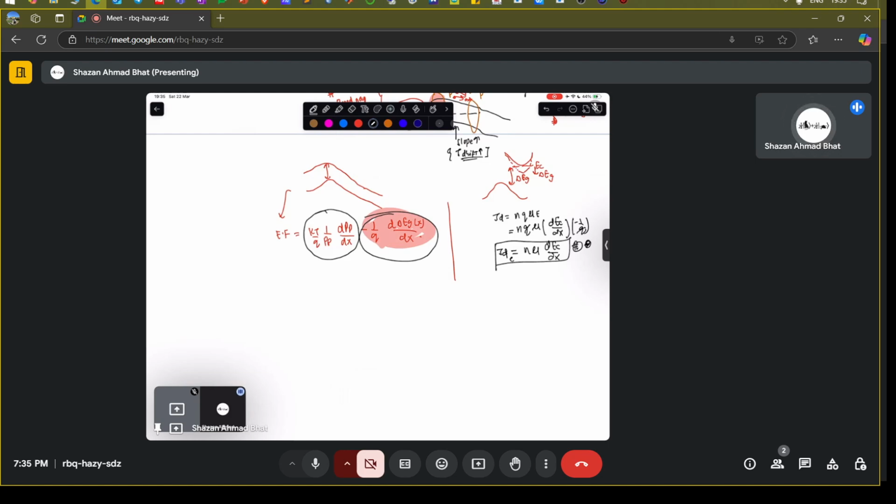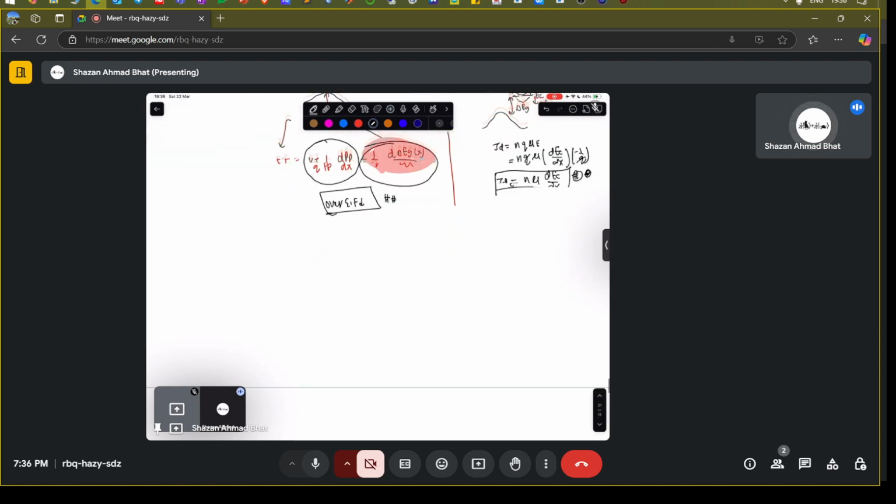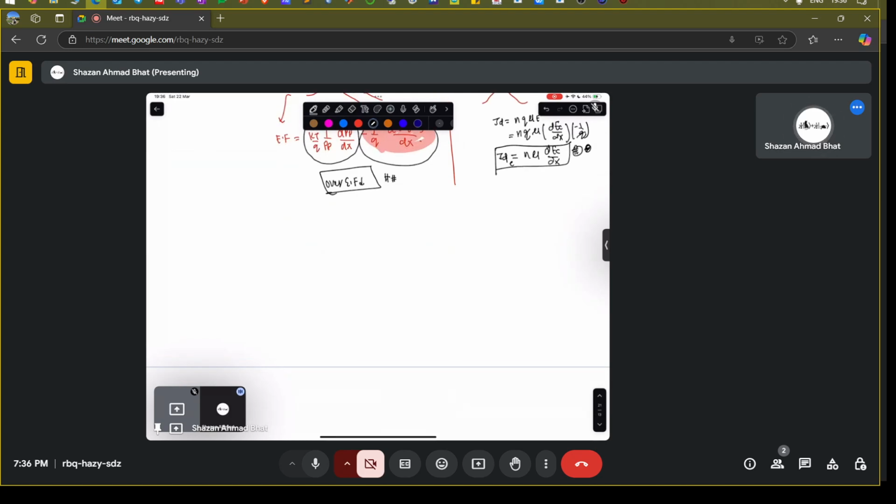Okay, so because of this effect, the overall electric field reduces, and it nullifies the effect which was expected because of the graded doping. So that's why you use the other compounds, maybe III-V compounds or heterostructures, where you can actually use these effects to your benefit. You can use graded doping in order to increase these currents.